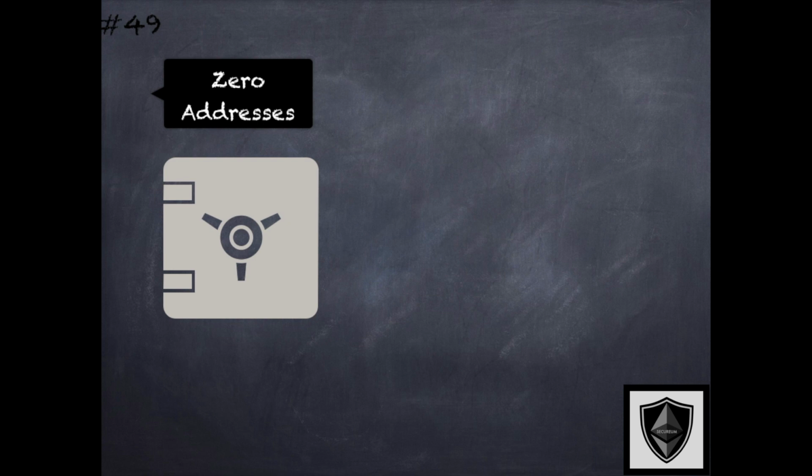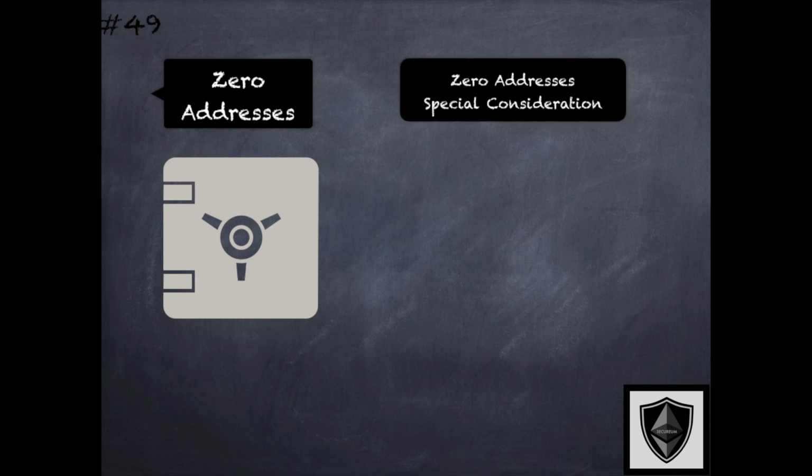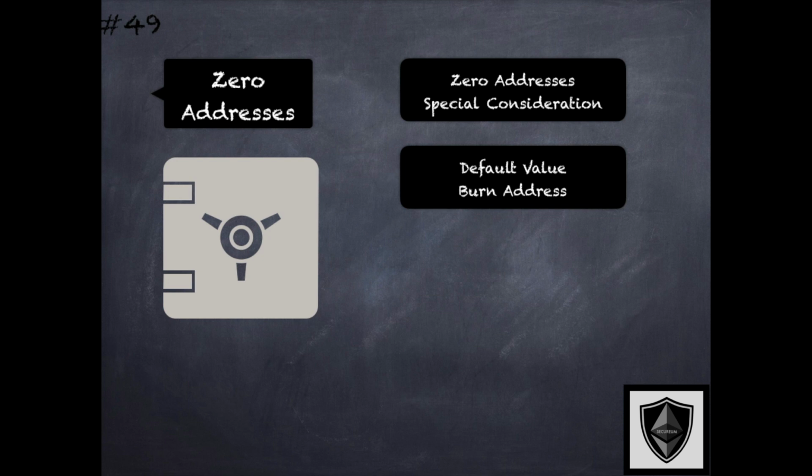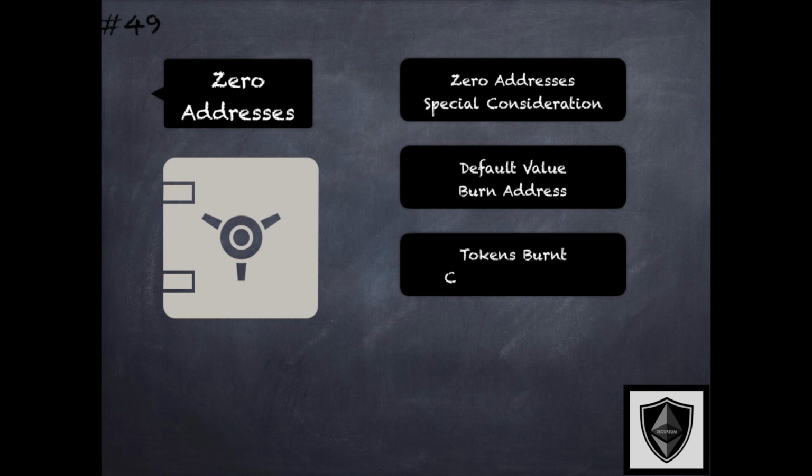Zero address in Ethereum and Solidity has a special consideration. Recall that Ethereum addresses are 20 bytes in length, and if all these bytes are zeros, then it's referred to as a zero address. These zero addresses become significant because state variables or local variables of address types have a default value of 0 in Solidity. And these zero addresses are also used as burn addresses because the private key corresponding to this zero address is not known. So any ether or tokens that are sent to the zero address get burnt or inaccessible forever.